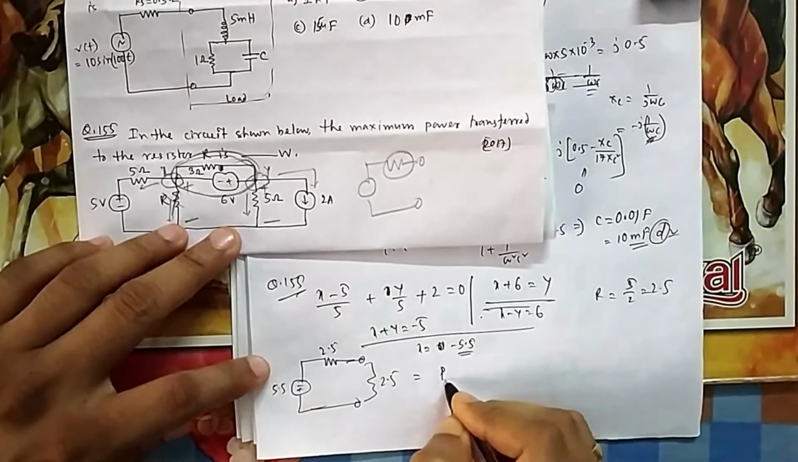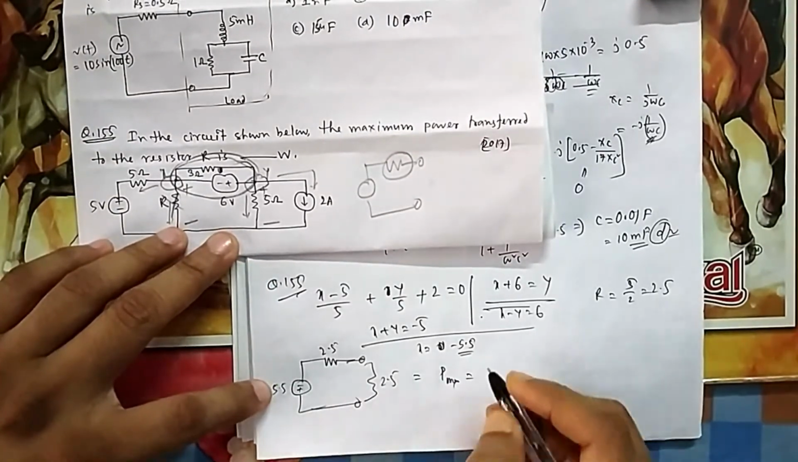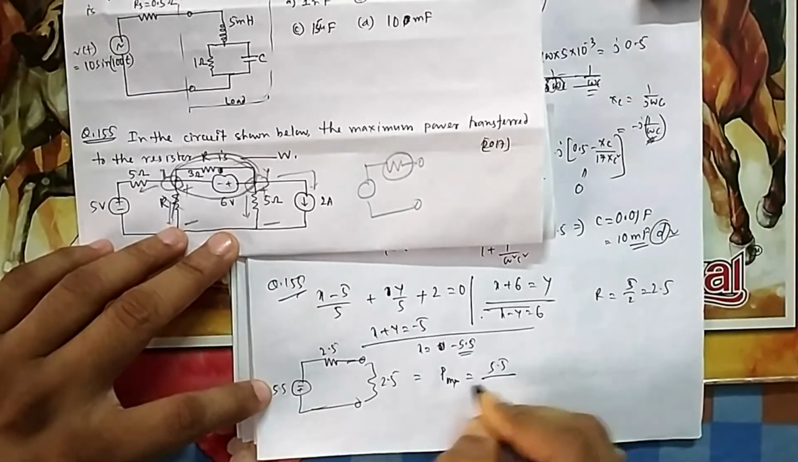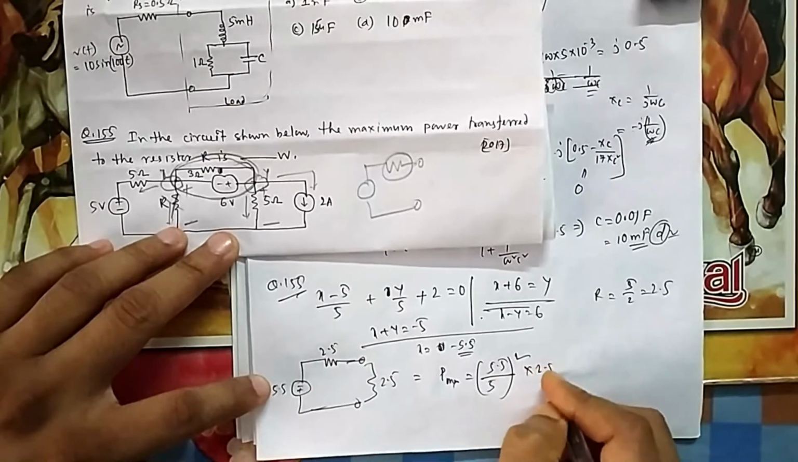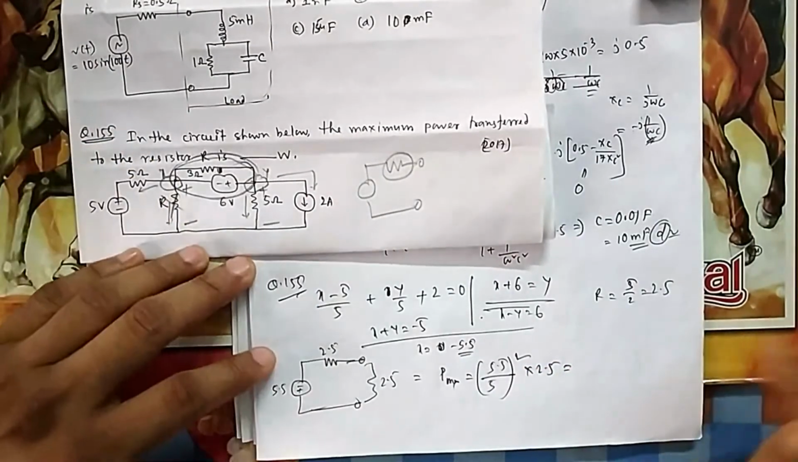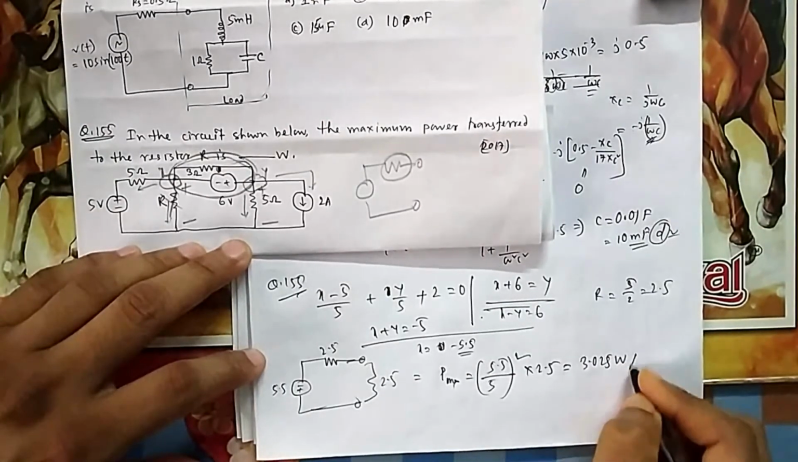So the maximum power P max is equal to V square by R, or you can say I square R. So 5.5 divided by, what is I? This is 5. This is I square. R is equal to 2.5. So ultimately if you do it, you will find it is 3.025 watt.